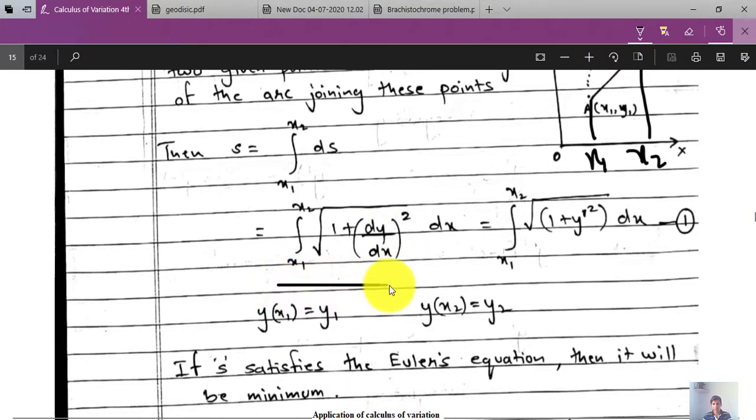Okay, so I can write this in the form of the integral from x1 to x2 of the square root of 1 plus y prime squared dx. Let me consider this as equation 1, over the given points y of x1 is equal to y1 and y of x2 is equal to y2. And now if you observe, what type of problem is this? It is a functional, you can say.